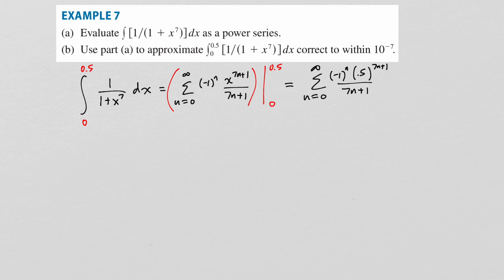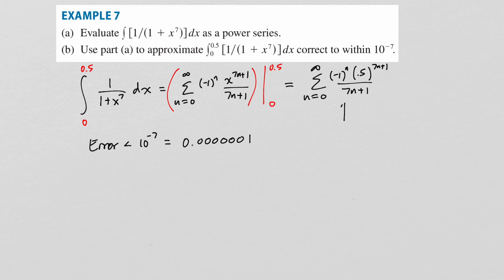All right, so now we have a power series that represents this definite integral, but they want us to approximate this correct to within 10 to the negative 7. So we want the error to be less than 10 to the negative 7, which is 0.000001. So how do we do that?